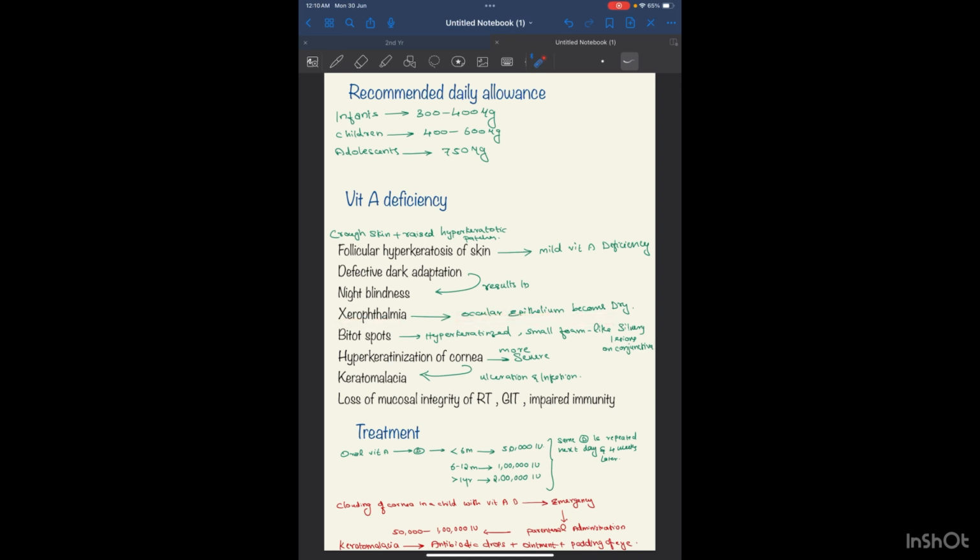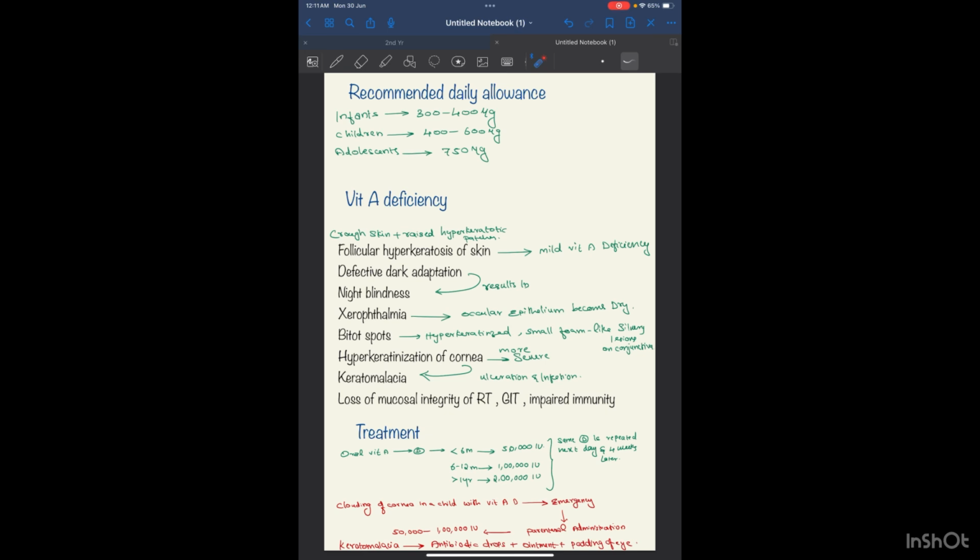Hyperkeratinized, with the appearance of small foamy silvery lesions on the conjunctiva, called a white spot, is another manifestation of vitamin A deficiency. In more severe cases, it leads to hyperkeratinization of the cornea with the appearance of corneal opacity, which can progress to ulceration and infection, called keratomalacia. The loss of mucosal integrity of the respiratory and gastrointestinal tract and impaired immunity predispose children to severe systemic infections, especially measles.